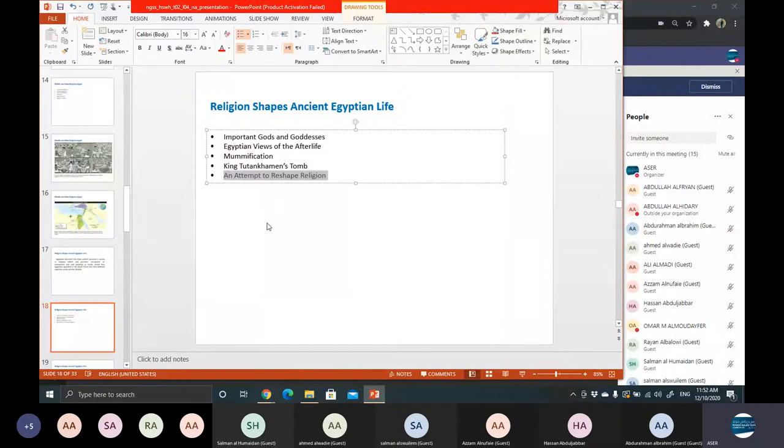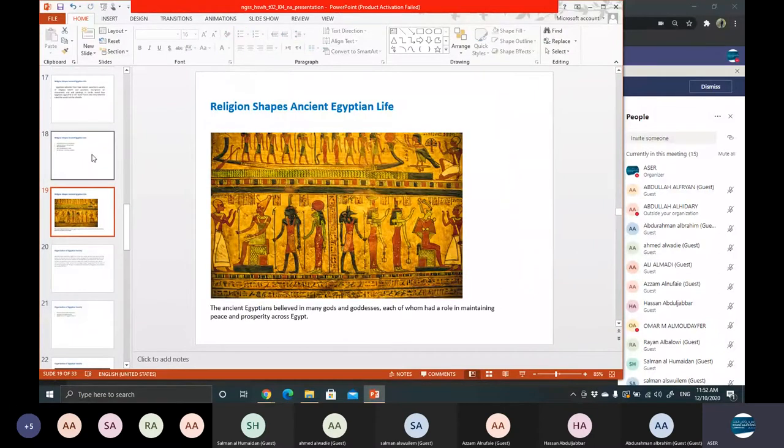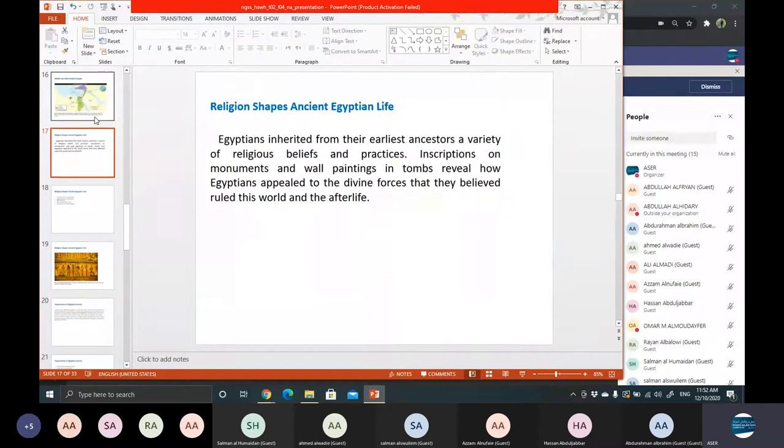And what about an attempt to reshape the religion? Of course, we have Akhenaten, who started to reshape religion. He disbelieved in all of the oldest gods and started to believe in just one god, which is Aton. And he needed all the people to leave the old gods and start believing in the new one, which is Aton. But of course, the priests did not like this.